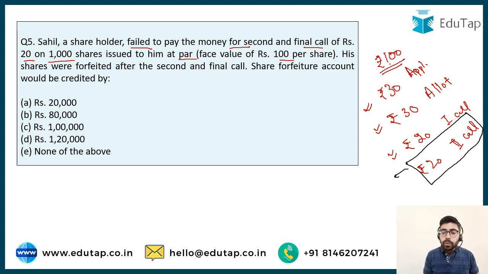Now the company is very angry with Sahil. The company gave him ample opportunity to pay this amount, but Sahil is not paying it. So the company has decided that it is going to cancel his shares. It is going to forfeit his shares.